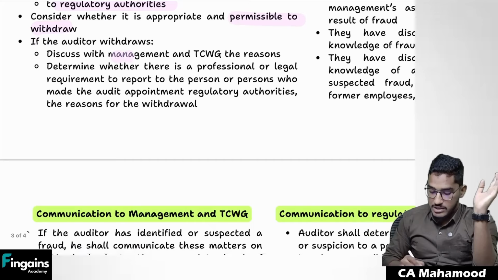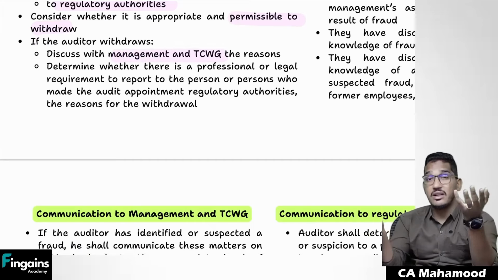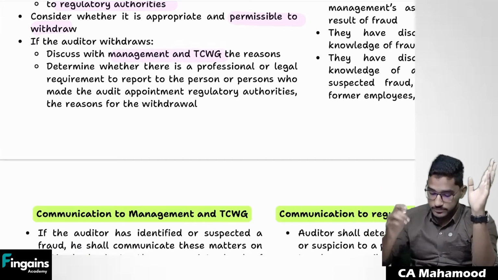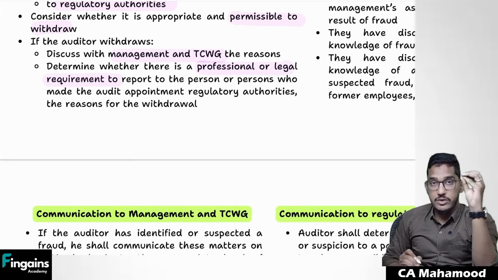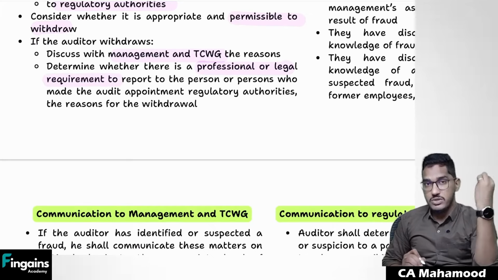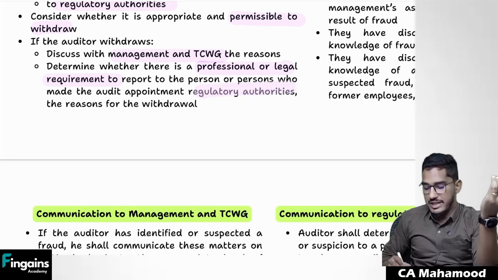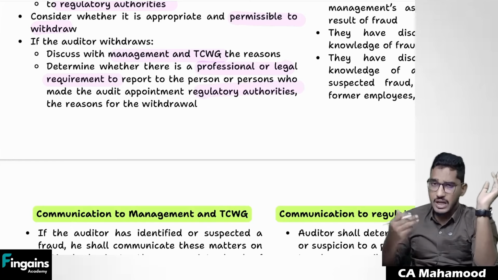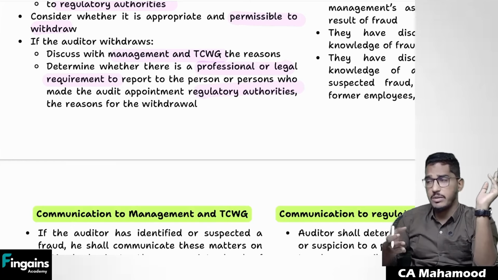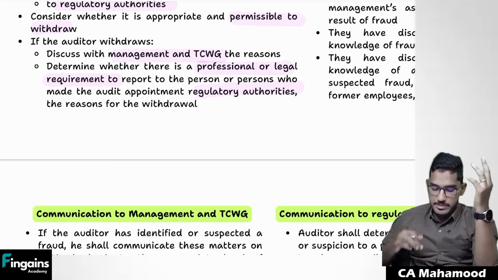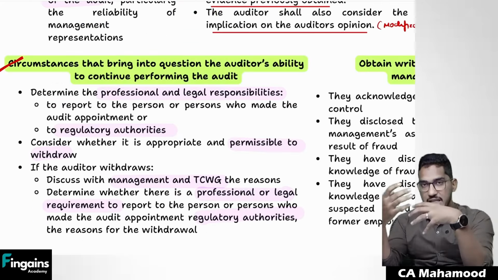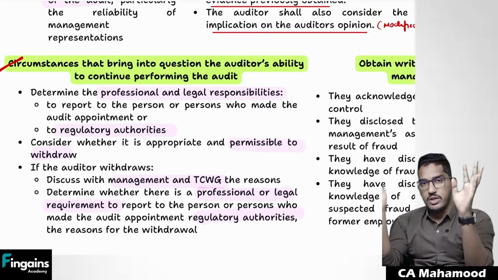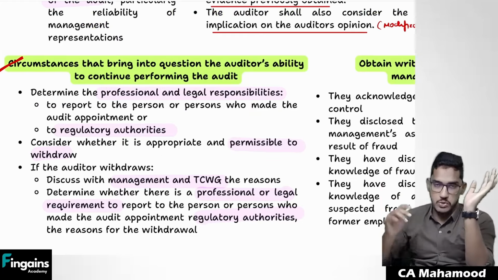If you are withdrawing, discuss with the management and those charged with governance the reasons why you are withdrawing. And also determine whether there is any professional or legal responsibility to report these reasons to the persons who have appointed you or to the regulatory authorities. Like in the case of a company, if you are withdrawing, you have to communicate with ROC. So simply the summary is, in case you come across exceptional circumstances where you are in a dilemma whether you should continue the audit or withdraw from the audit, no problem, but fulfill these responsibilities.